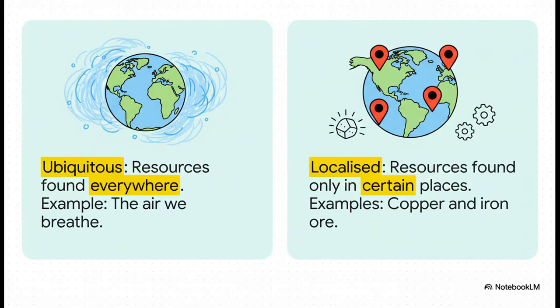And that brings us to our fourth and final way to classify natural resources, by distribution, or simply where you can find them. Some resources are everywhere. The air we breathe is a perfect example. These are called ubiquitous resources, but others are only found in specific places. You can't just dig anywhere and find copper or iron ore. These are called localized resources.